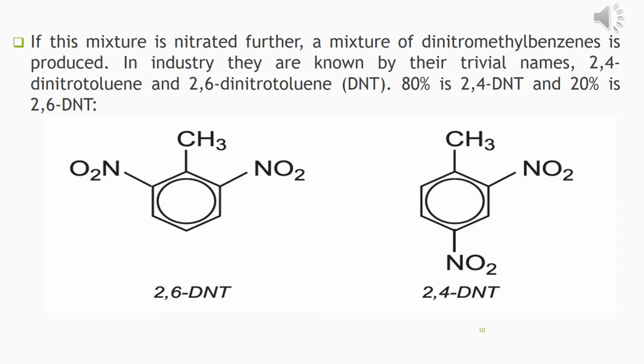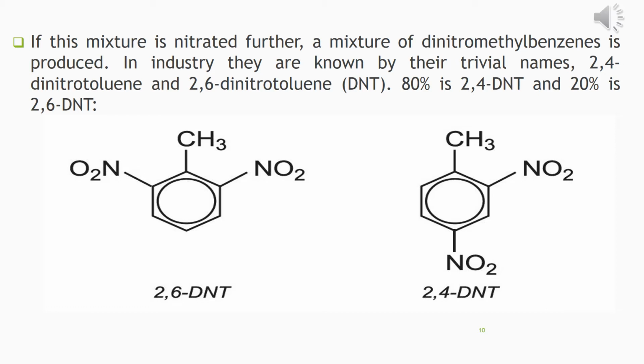So one more nitro group will be attached. First there was a nitro group at the ortho or para position, where the nitration was done in the first step. If we keep on doing further nitration, then the dinitro product will be formed. So the dinitro product will be 2,4-dinitrotoluene or 2,6-dinitrotoluene.